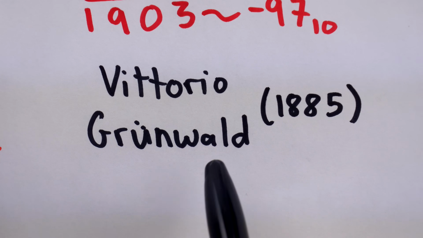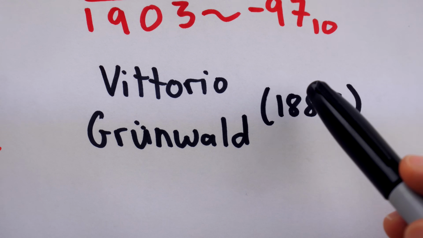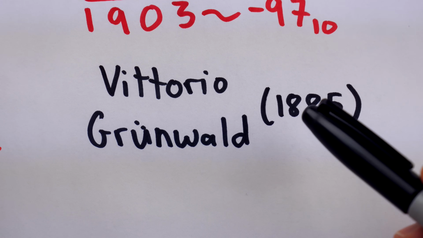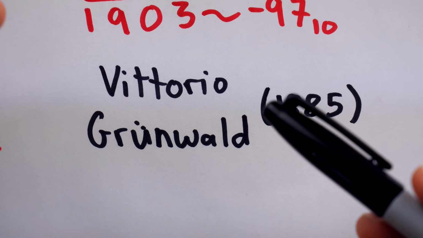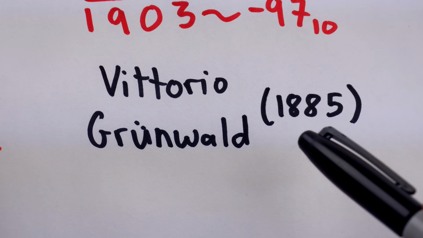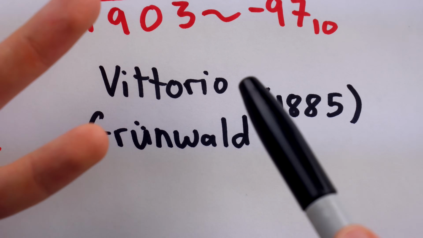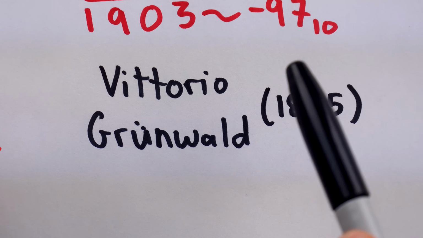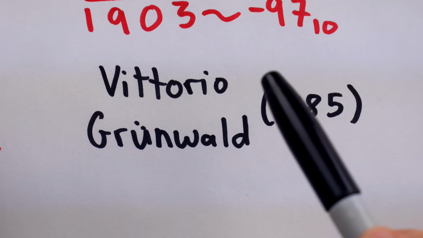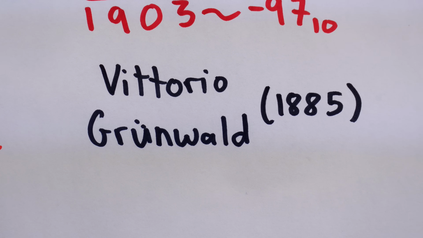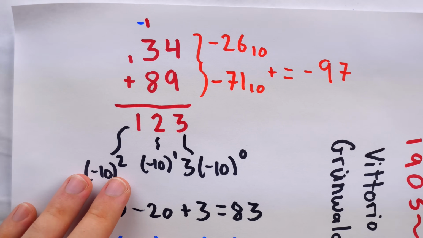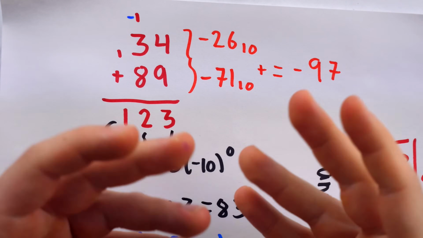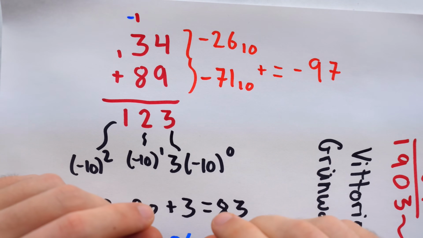Now, historically, the use of negative base systems has been pretty scarce. A guy named Vittorio Grunwald introduced them at first in 1885, including instructions on how to perform a lot of basic arithmetic in these quirky negative base systems. Since then, they have been introduced independently a few other times and have occasionally been implemented on computers. So while the negative base systems haven't yet caught on, they do certainly get the job done. It is possible to write any number you like in a negative base system.